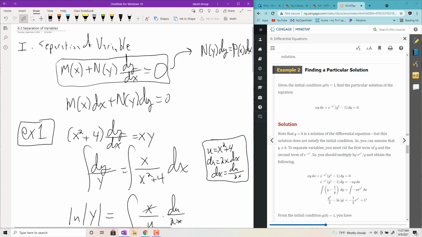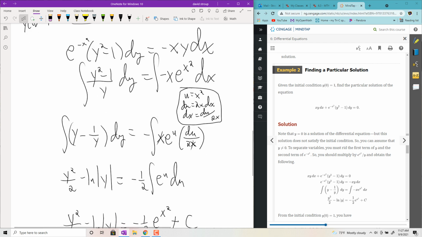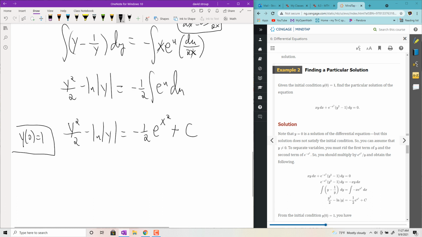But anyways, I have an initial value somewhere. I guess I didn't write it down. It's given in the book in example 2, y of 0 is 1. So what I'm going to do is use that initial condition to get the c value. I'm not going to have a nice looking answer like y equals something, okay? That's not going to happen. But okay, so y is 1, and x is 0. So I get 1 squared is 1 all over 2 minus ln of 1, which will end up being 0, ln of 1 is 0, equals negative 1/2 e to the 0 squared. 0 squared is 0, e to the 0 is 1.